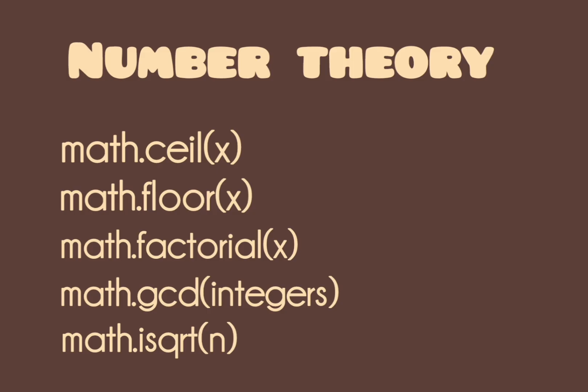And gcd is the greatest common divisor. We have to find the greatest common divisor of the integers which are written inside the parenthesis. And then the next function is isqrt. This is ISQRT, which means integer square root. This function will return you the integer square root of the number which you have given inside the parenthesis.